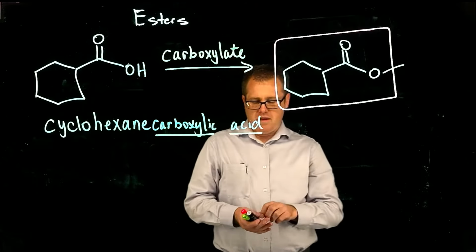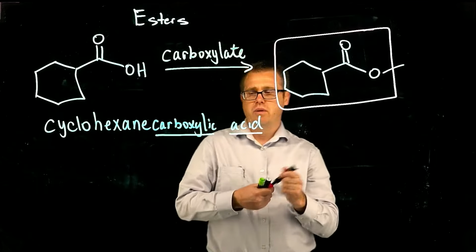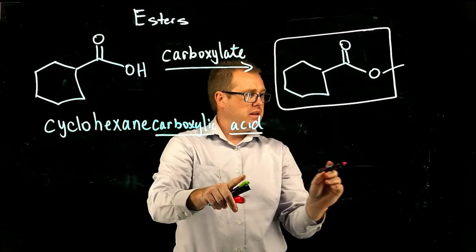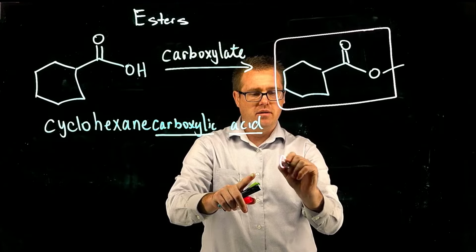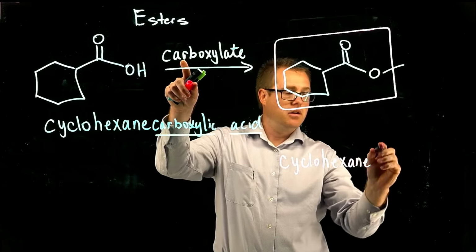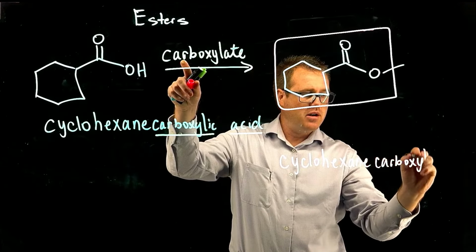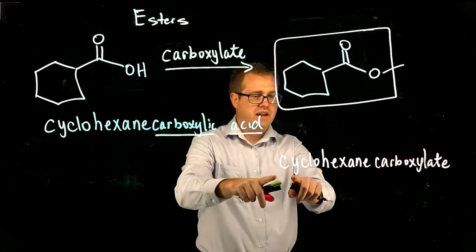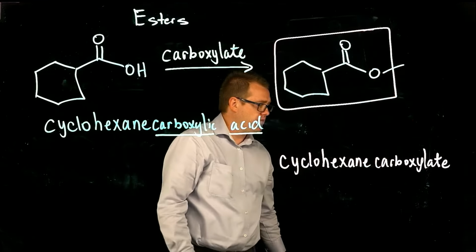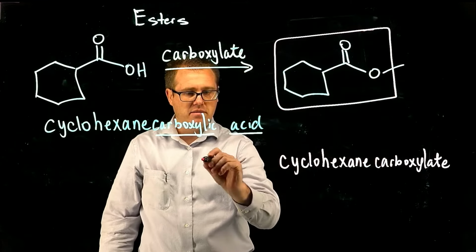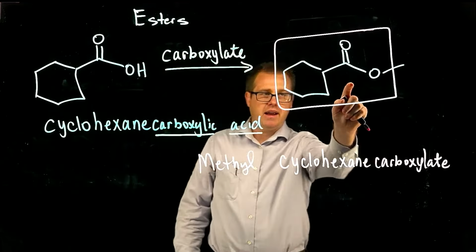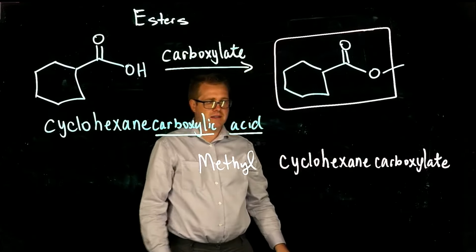So when we want to name this molecule right here, we would say, okay, this piece in the pink rectangle here is going to be, let's give ourselves some room here, cyclohexane carboxylate. So that accounts for that. But now what about that methyl group? Well, we have to specify that there's going to be a methyl. So the name of this ester right here is going to be called methyl cyclohexane carboxylate.